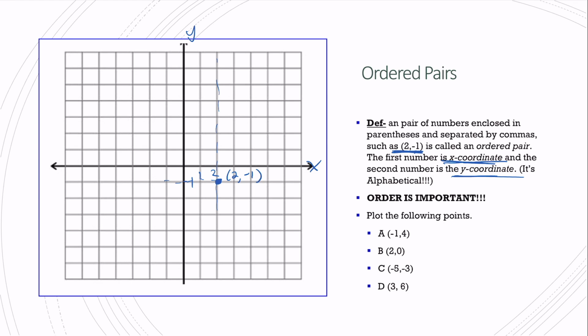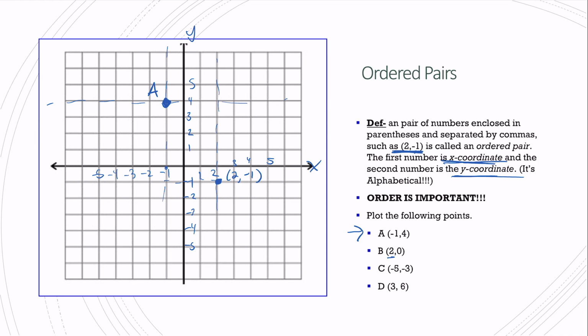So let's go ahead and plot the following points, and maybe I should label a little bit more of my coordinate plane before we do that. If I'm going to plot point A, that's where x is -1. So I look on my x-axis, and here's where x is -1. And I also look for where y is 4. Where those two lines meet up, where y is 4 and x is -1, that's going to be right here. So this would be our point A.